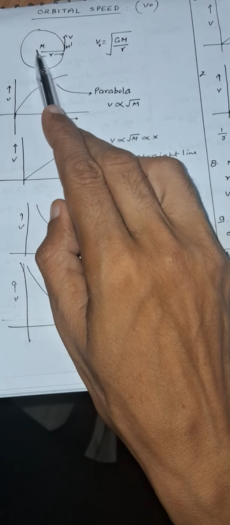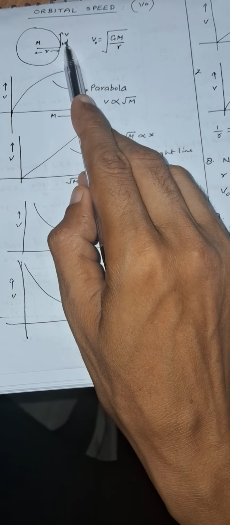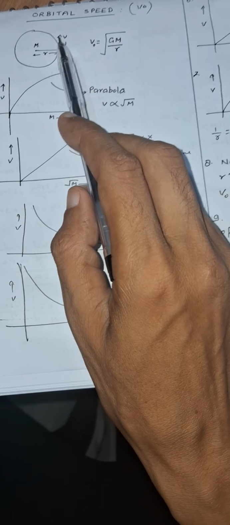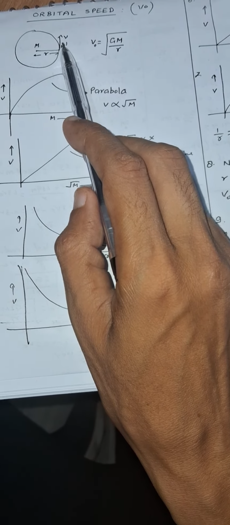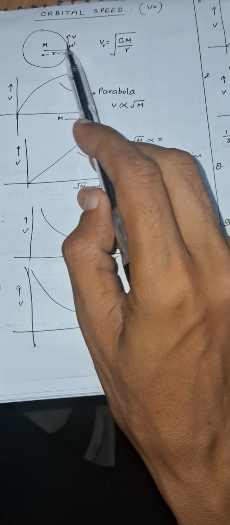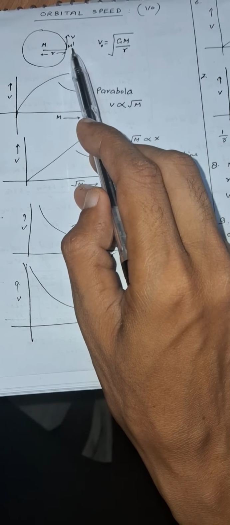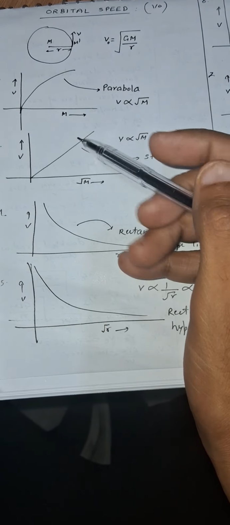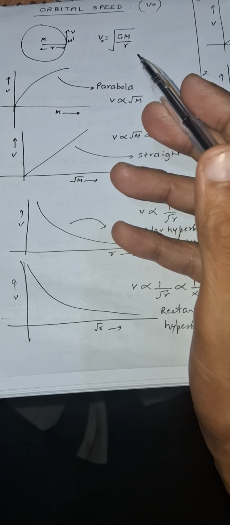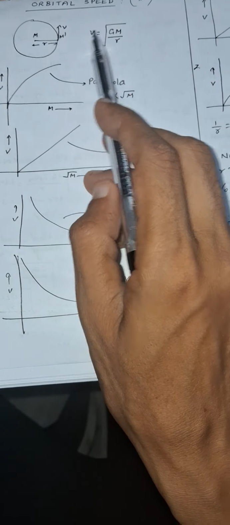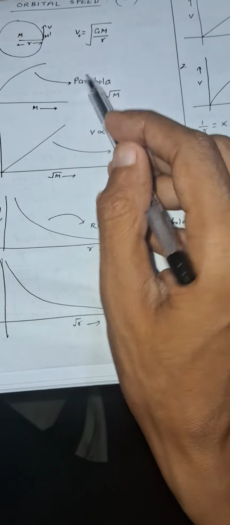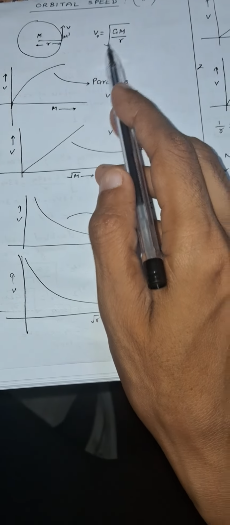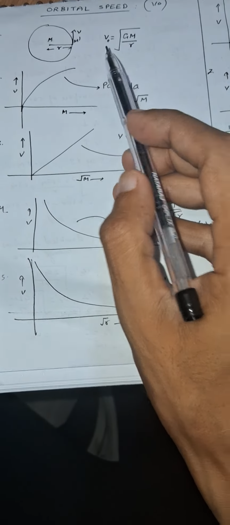Suppose this is a planet of mass capital M and we want to move a satellite of mass m dash with a certain speed v. The first question is why we need to give it a certain speed: because if speed is not there, gravity will attract it and it will ultimately reach the planet. So if we want to make it move, we give it a speed so that the gravitational force is utilized in giving the centripetal force, and using that expression, the expression for orbital speed comes out to be root GM by r. Now let's see the graphical analysis of that.